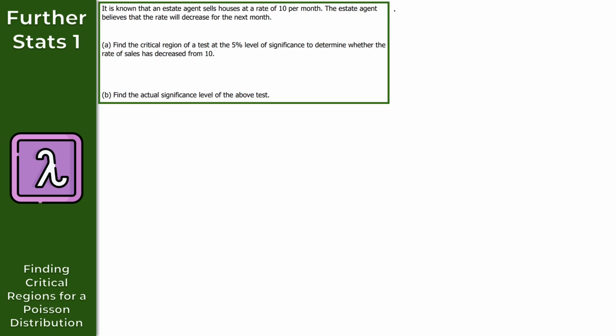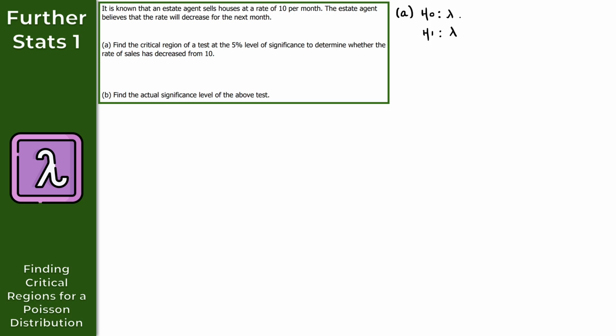So for part A then, let's just write this down here. We're looking for the critical region. So to start with here, I'm going to define the hypotheses. We've got H0 and H1. So clearly we're looking at the mean of a Poisson distribution here. So our parameter would be lambda. So I've got lambda and lambda.